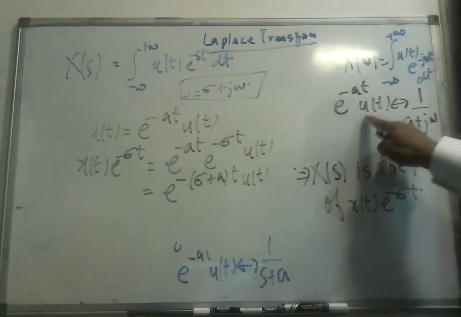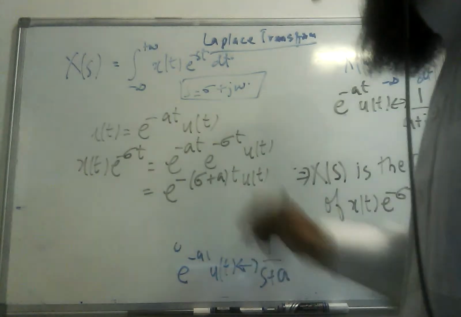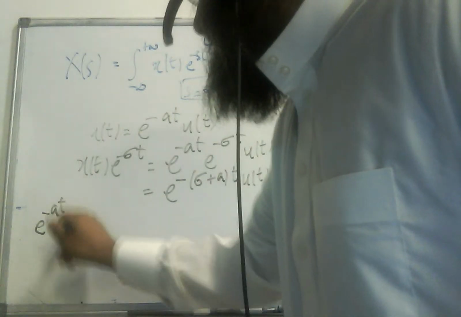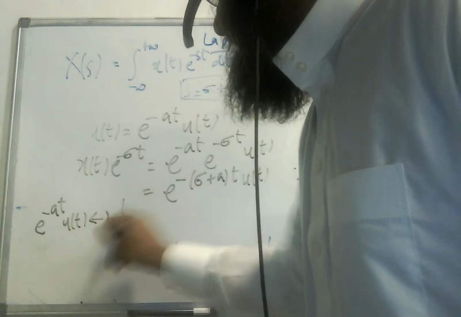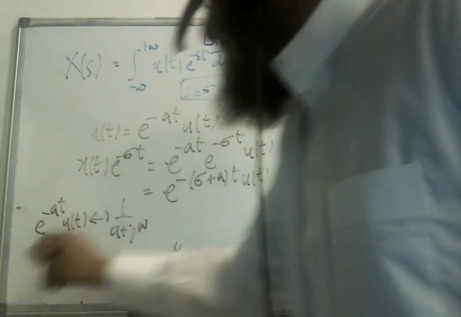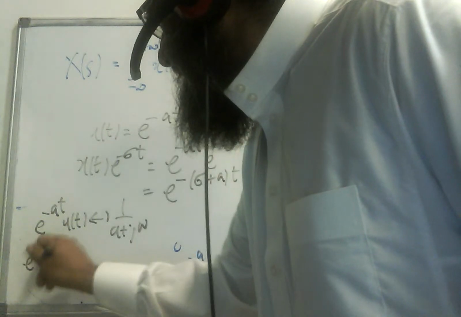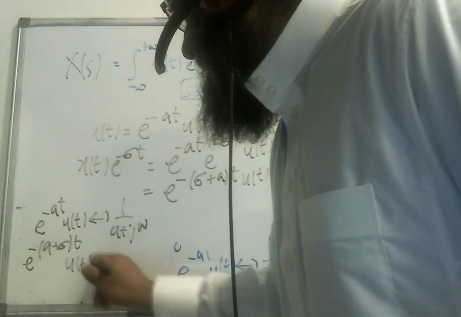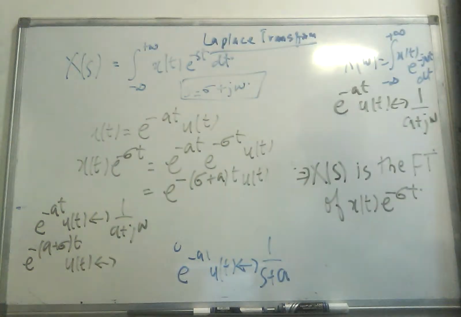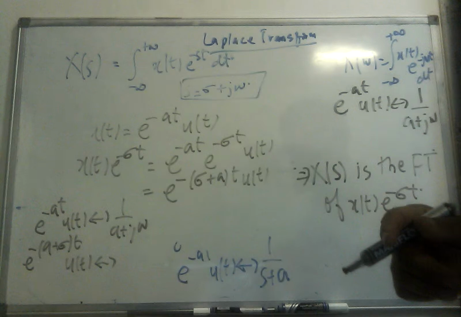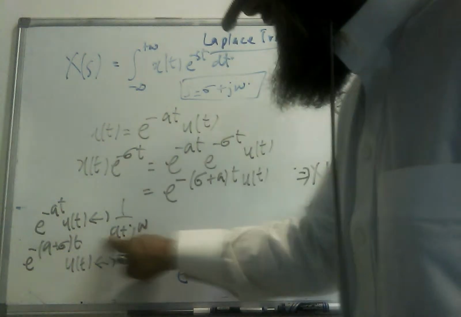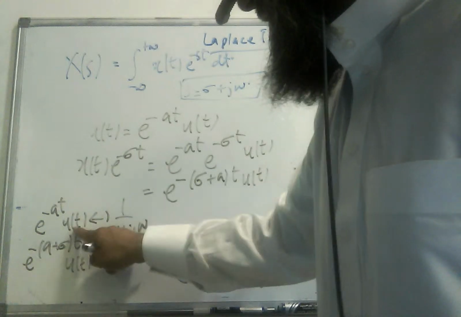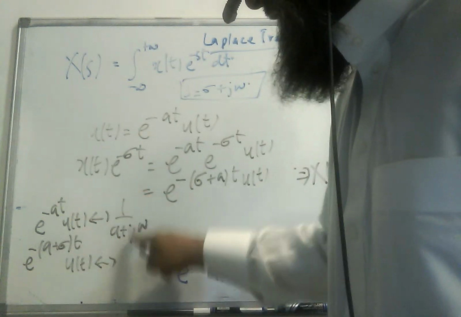Now I know the Fourier transform of this. The Fourier transform of e raised to the power minus at u of t is 1 over a plus j omega. Now if my function is e raised to the minus a plus sigma t, the only substitution I have to do is to replace a with a plus sigma. For e raised to the minus at u of t, the Fourier transform is 1 over a plus j omega.